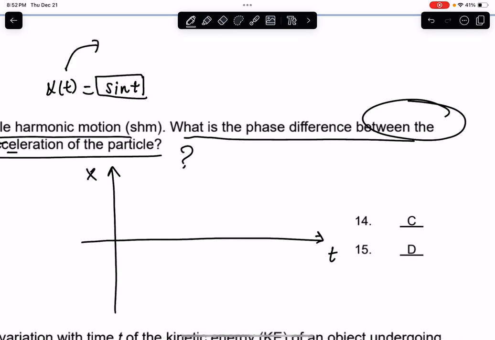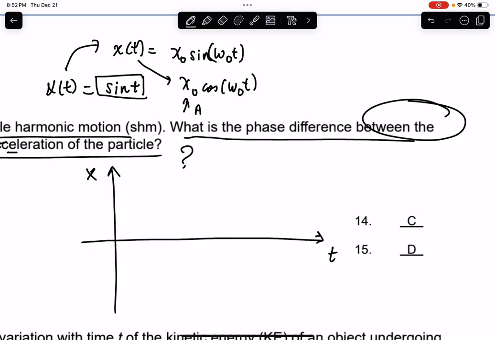So we know that in simple harmonic motion, the actual equation is x of t equals x naught sine of omega naught t, right? You don't need to know this in SL, but x of t can take the form of x naught sine of omega naught t or x naught cosine of omega naught t, right? And in this case, x naught is the amplitude.